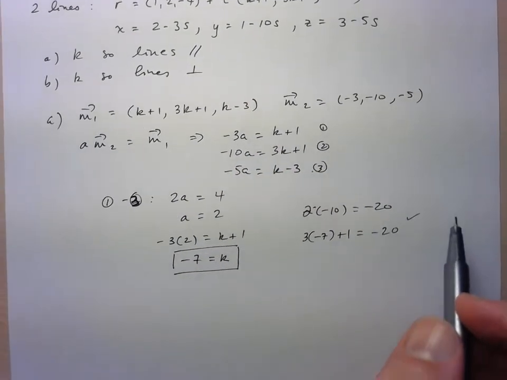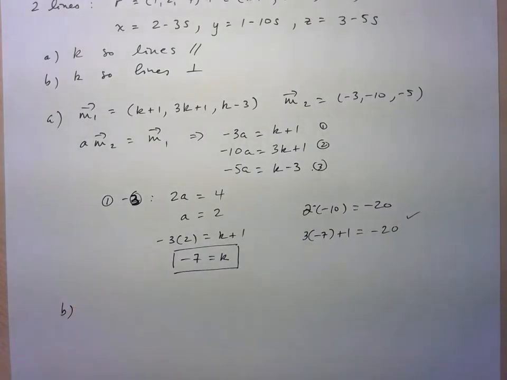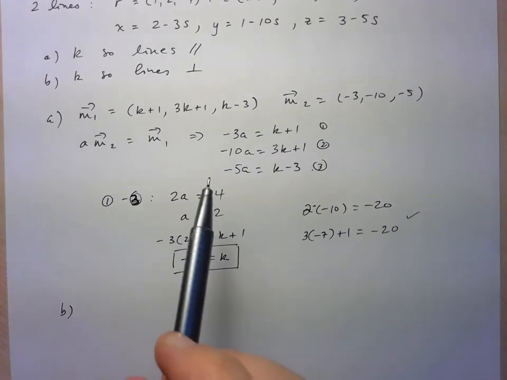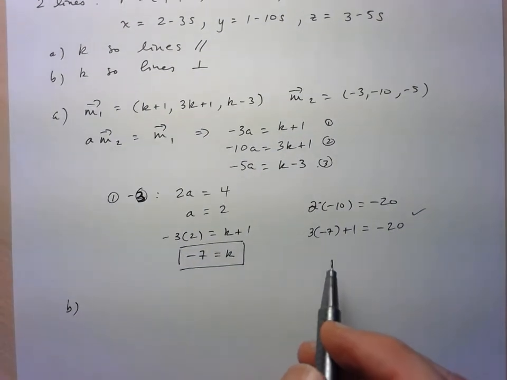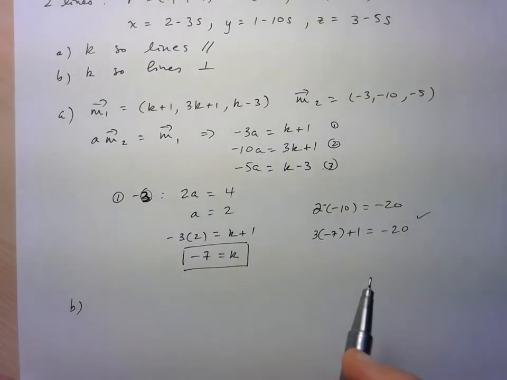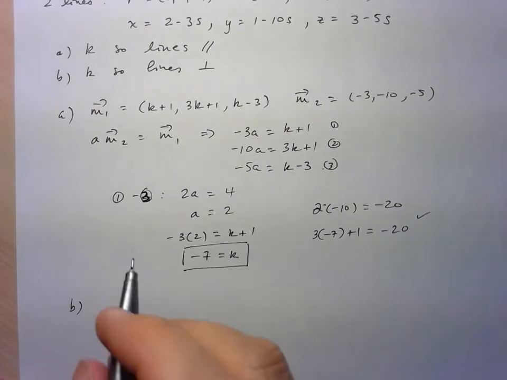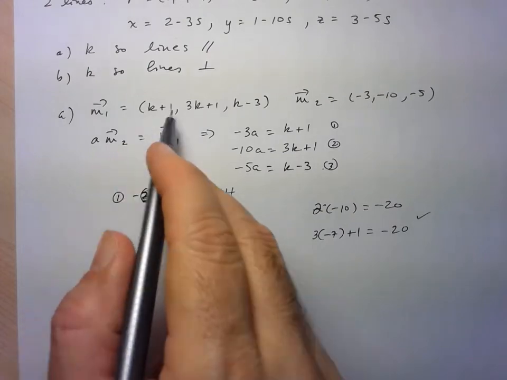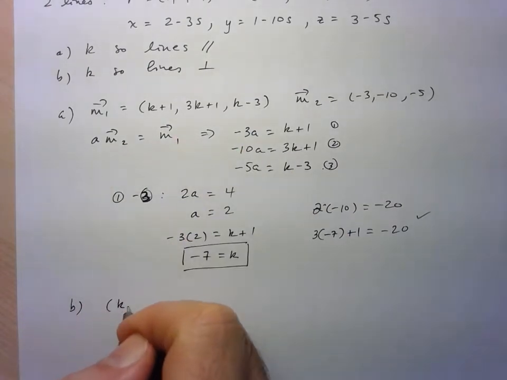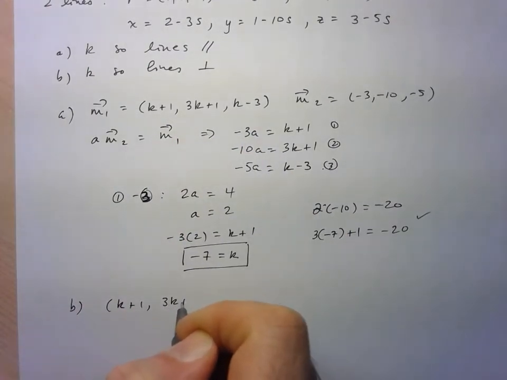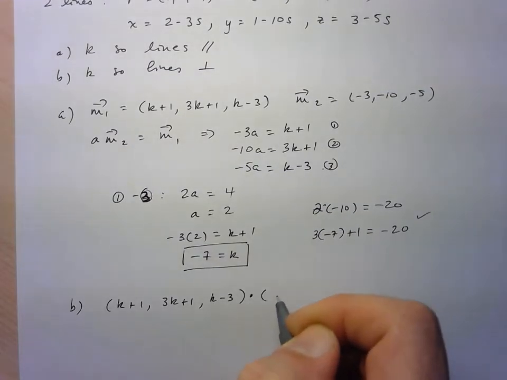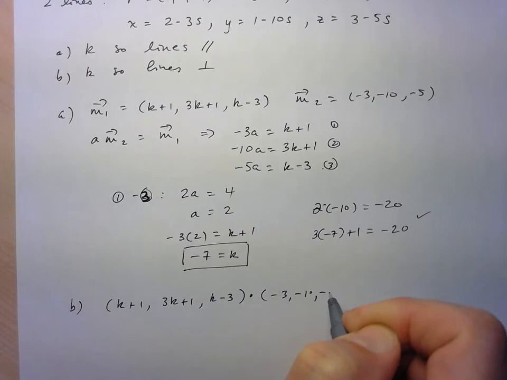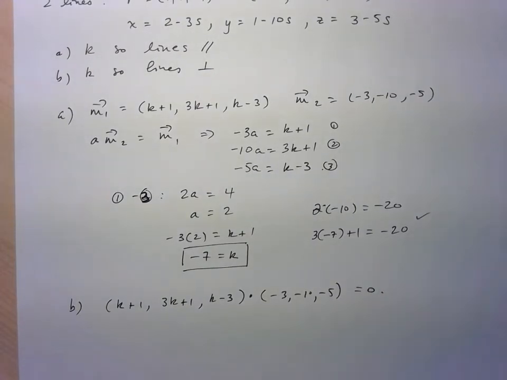Okay, so let's move on to B. B needs these two vectors to be perpendicular to each other, because if the lines are perpendicular, so are the direction vectors. Here we're going to use the dot product, since the dot product of two perpendicular vectors is 0. So we have k plus 1, 3k plus 1, k minus 3, dotted with the other direction vector, -3, -10, -5, needs to be equal to 0.